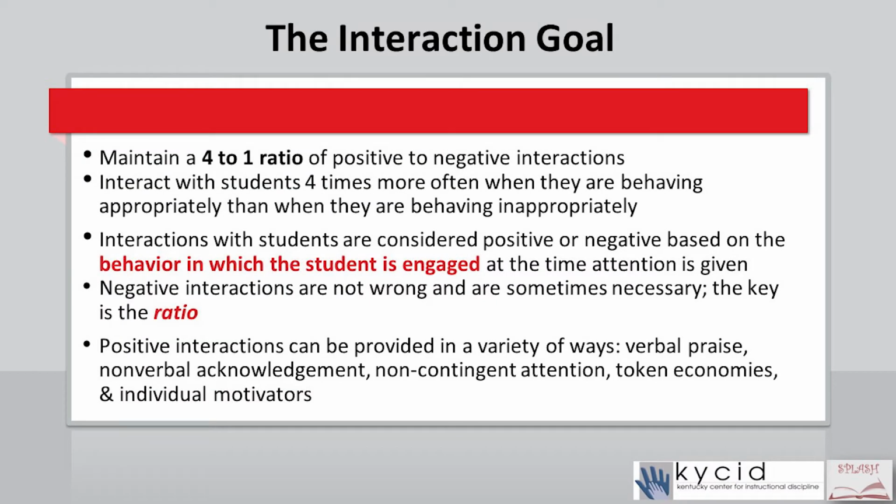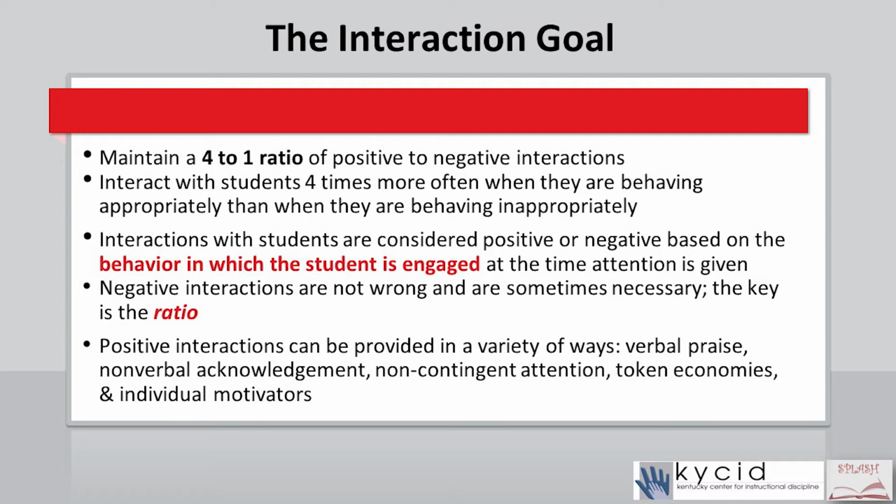Maintain a 4-to-1 ratio of positive to negative interactions would be a great goal. It is in the middle of the range 3 to 5 mentioned earlier. This means that you should interact with students 4 times more often when they are behaving appropriately than when they are behaving inappropriately. Interactions with students are considered positive or negative based on the behavior in which the student is engaged at the time attention is given.